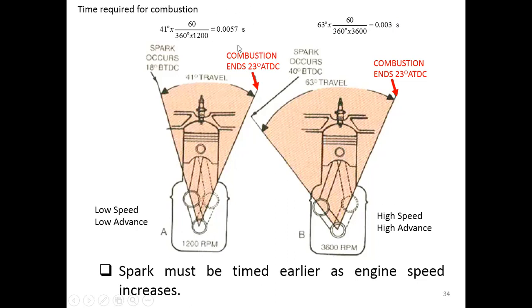Right? So since we have more time for the combustion to finish, the ignition has no need to be much earlier. We can do it closer to the top dead center. In here it is 80 degrees before top dead center, compared with this one, 40 degrees before top dead center. So this gives you the idea why we need the advance mechanisms, because our engine runs at different speeds. Okay, so the spark must be timed earlier as the engine speed increases.